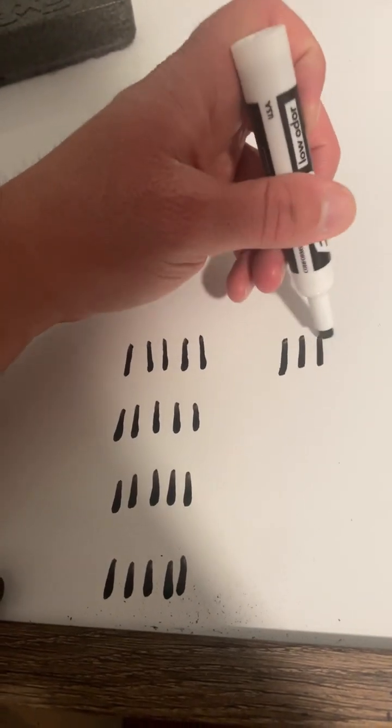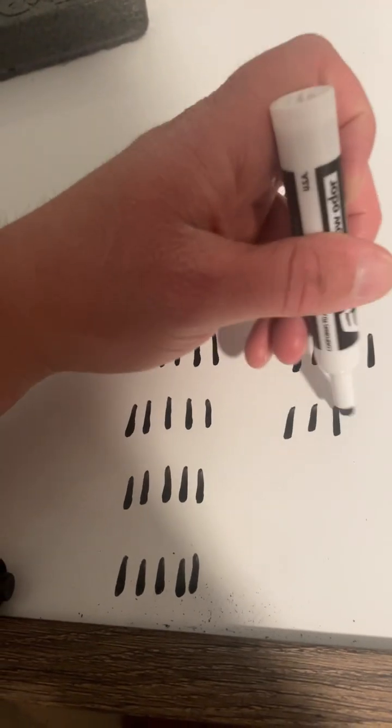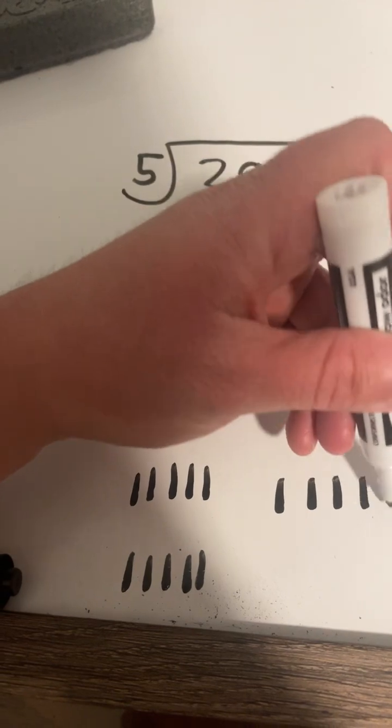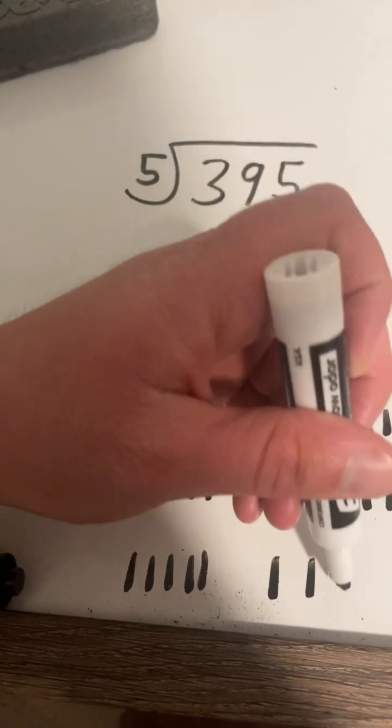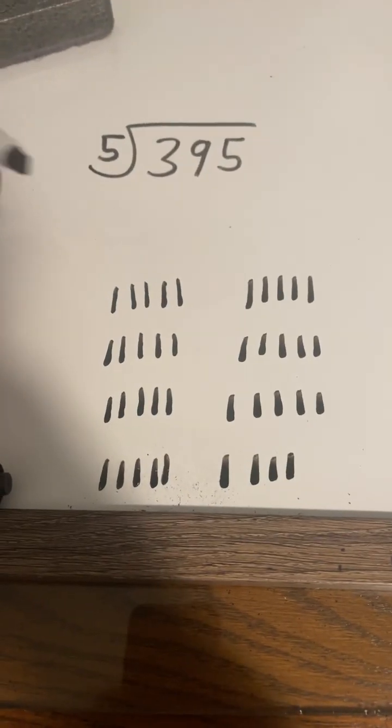21, 22, 23, 24, 25, 26, 27, 28, 29, 30, 31, 32, 33, 34, 35, 36, 37, 38, 39. So I have 39 total tallies.